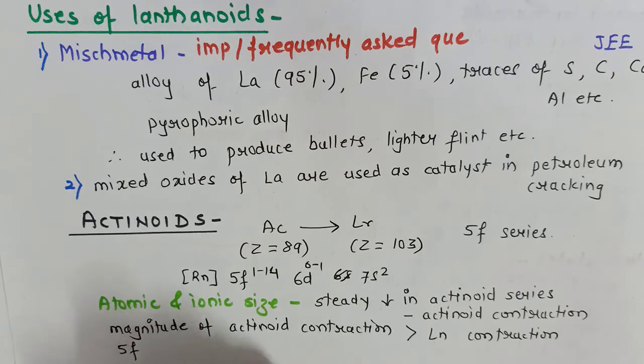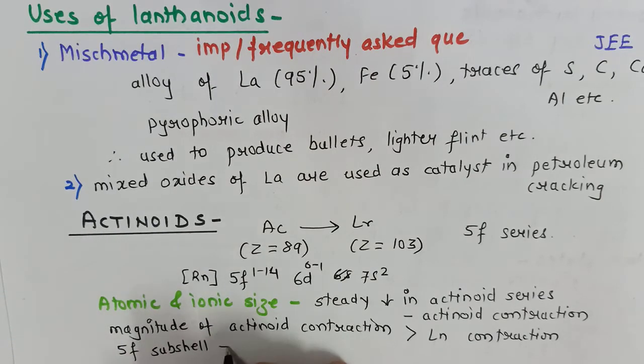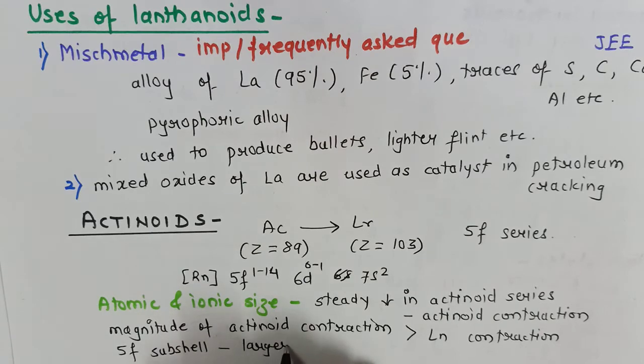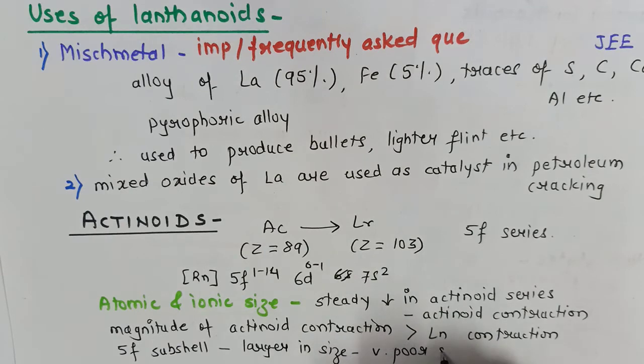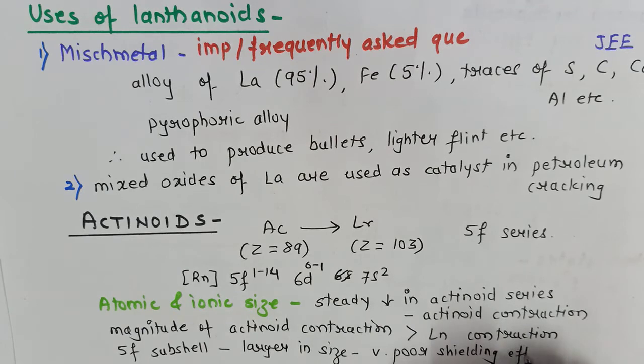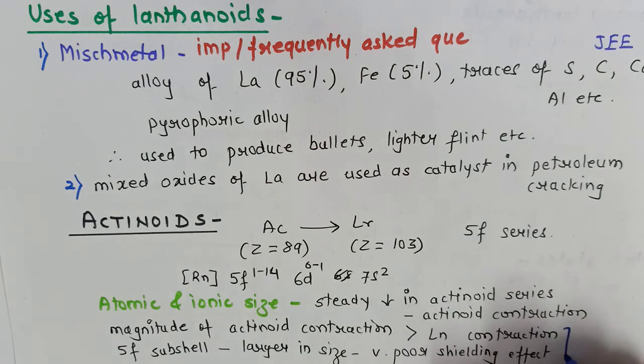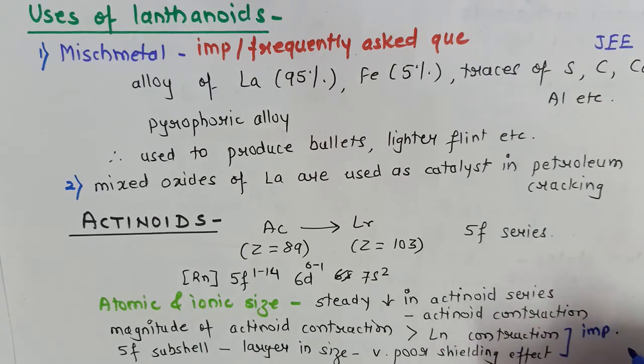So the 5f subshell is larger in size and offers very poor shielding effect, and therefore the contraction of actinoids becomes larger than that of lanthanoid contraction. I will say it is important. Give reason question.